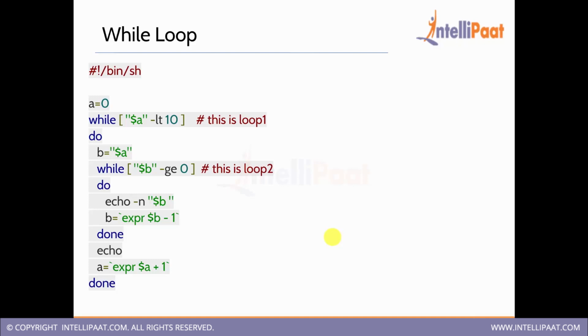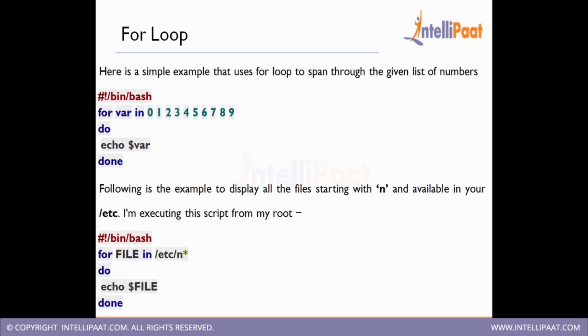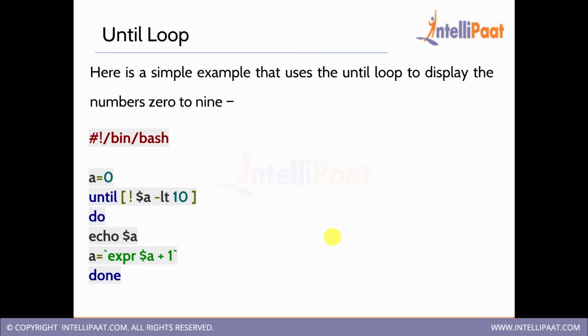While loop, until a certain condition is met, it works. And here for loop, there is an array, and until loop, again just like the while loop, you have certain conditions to be fulfilled, and up till that it works.